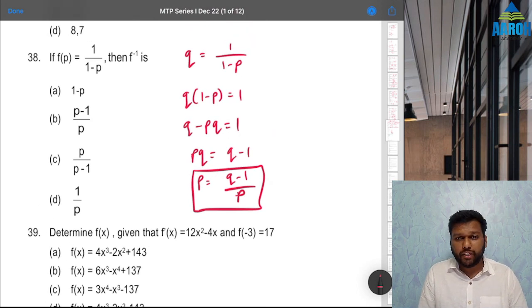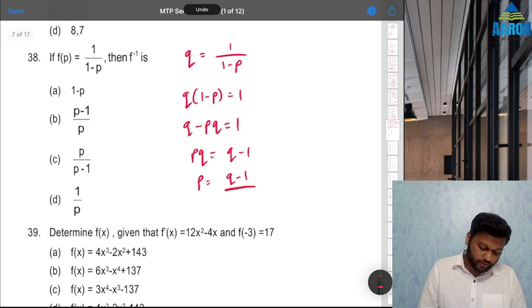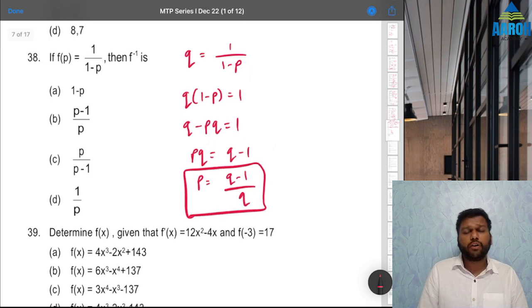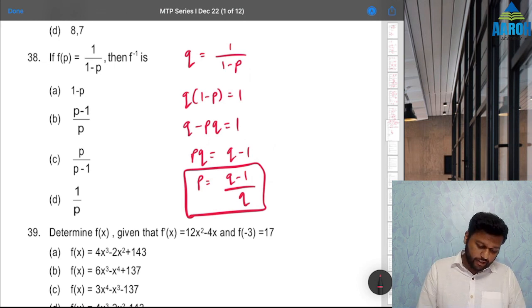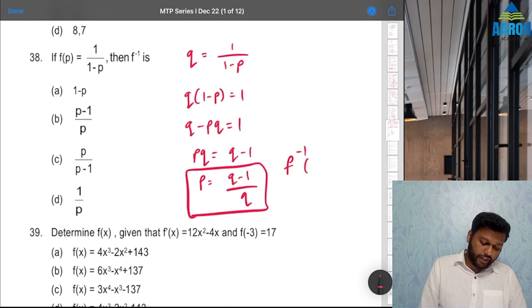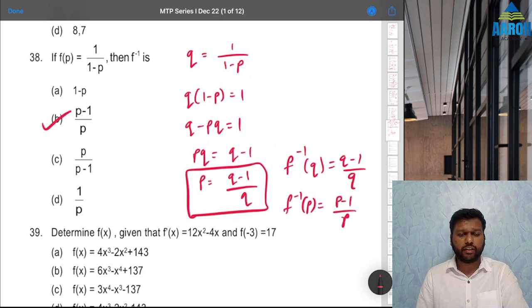Q minus 1 by p. Sorry, q minus 1 by q. I'm sorry, p is equal to q minus 1 by q. That is our answer. Understand? This is f inverse. If we write q, it will be q minus 1 by q. If we write p, it will be p minus 1 by p. Option B is the correct answer.